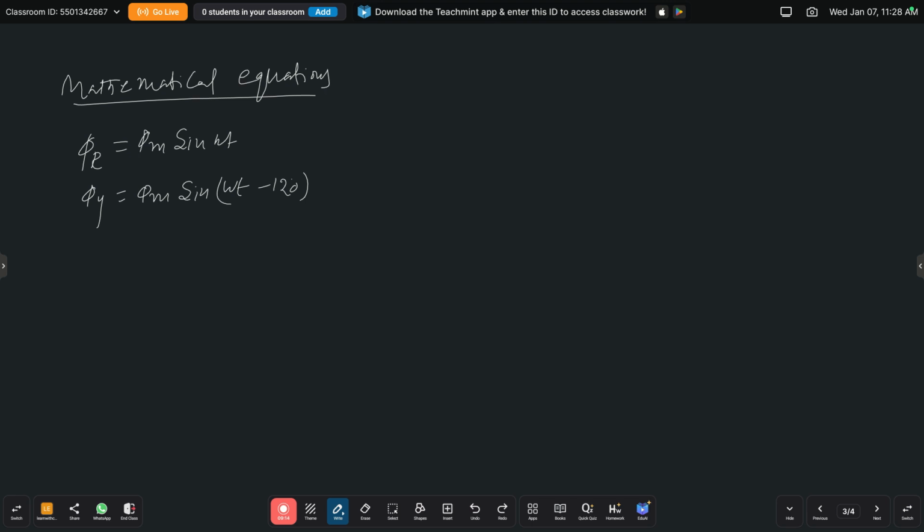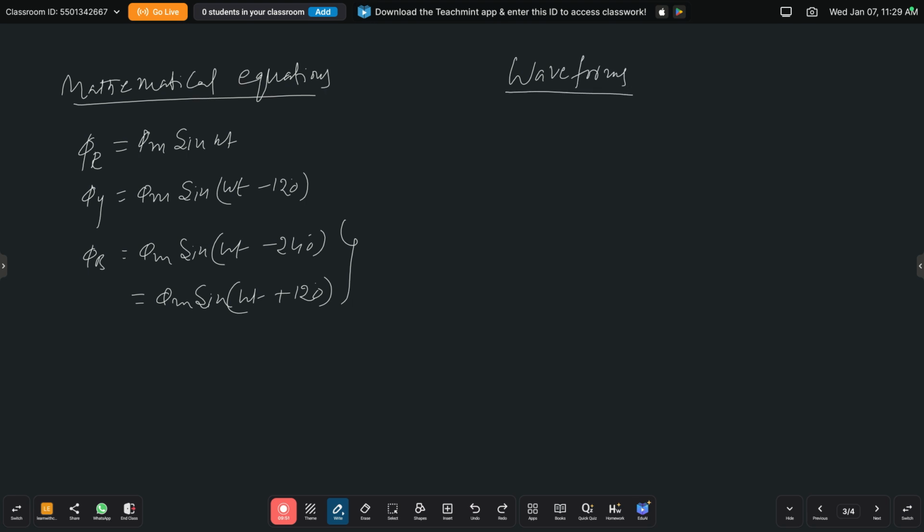After 120 degrees phi Y will start in the same way. Phi B is equal to phi m sin(omega t minus 240), or we can write this as phi m sin(omega t plus 120). So these three are the mathematical equations. Now compare the waveforms of these three.